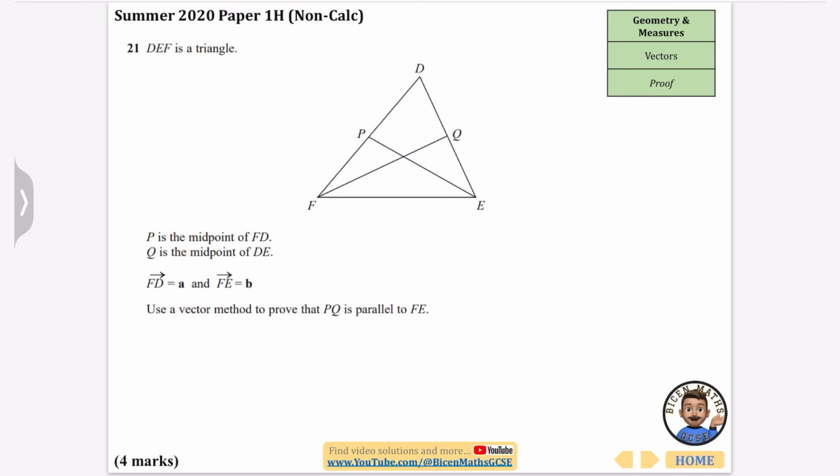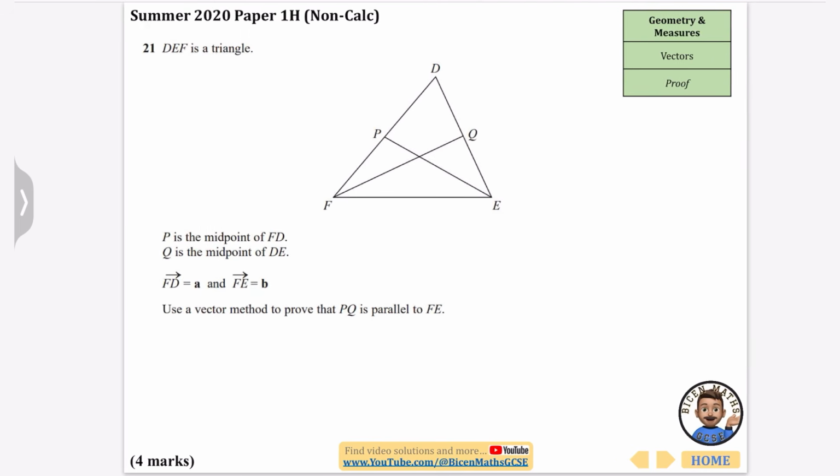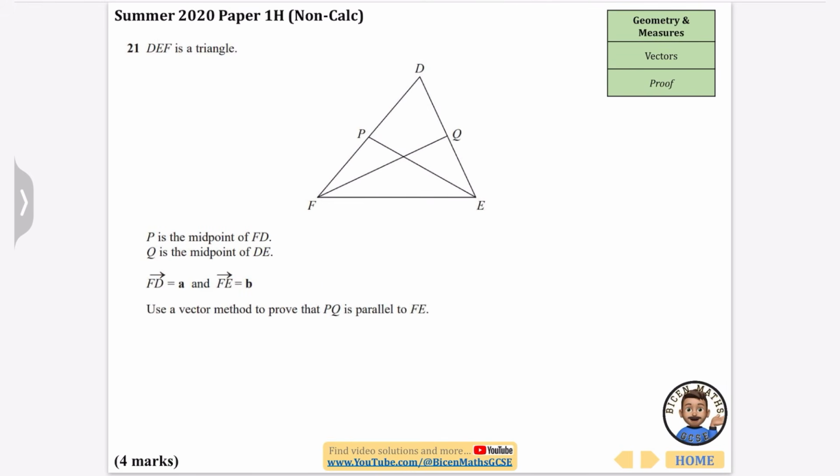Okay, this one is actually not so bad, even though it's a proof question. It says DEF is a triangle, P is the midpoint of FD. Great, I can see that, and Q is the midpoint of DE. FD is equal to A. Well, immediately I'm just going to say that this is a half A, and that this is a half A because it's the midpoint, and FE is equal to B. We want to use a vector method to prove that PQ is parallel to FE.